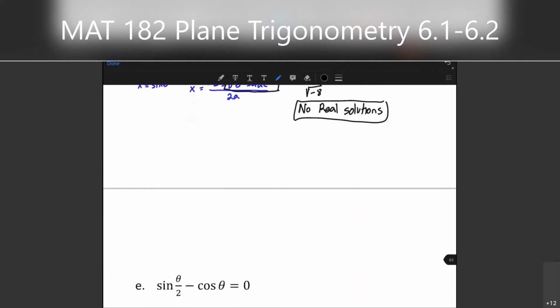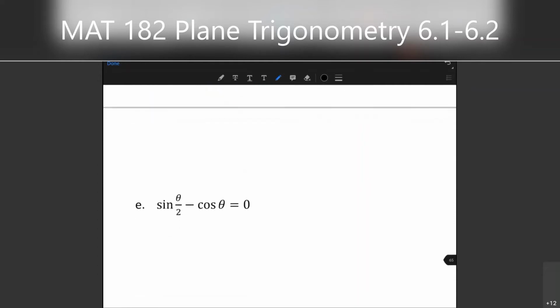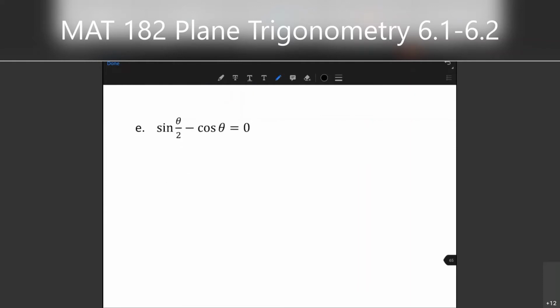All right, I think we have one more problem to take a look at, and it involves a half angle. We'll try to walk through this with the rest of the time that we have, with part E. So in terms of a half angle, we want to consider how we could use our half angle formula if we can. We have sine of theta over 2 minus cosine theta equals 0.